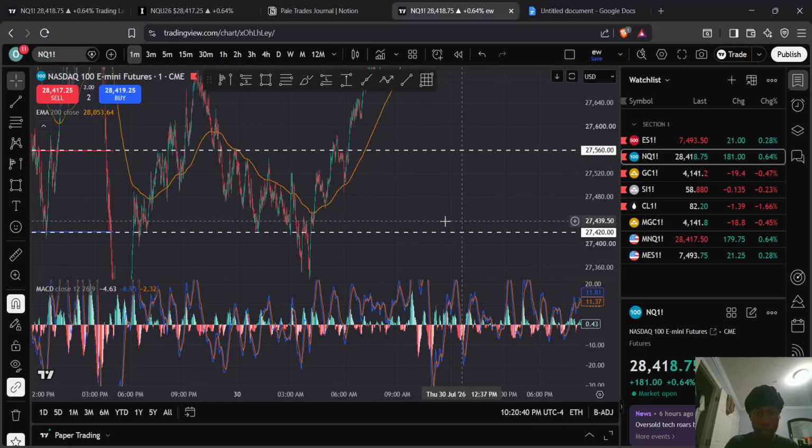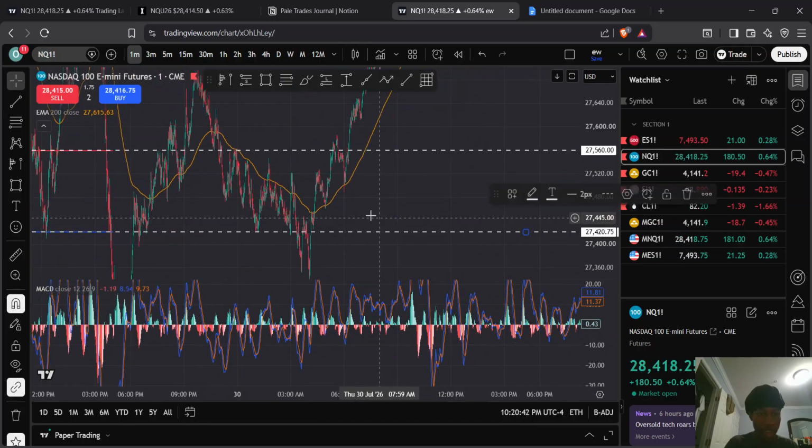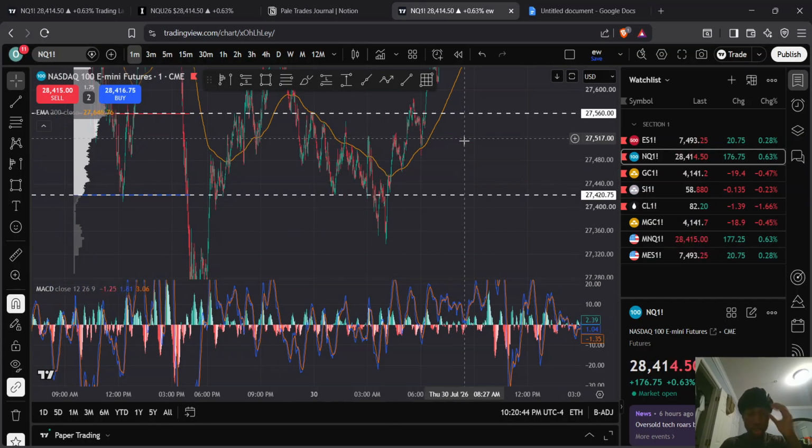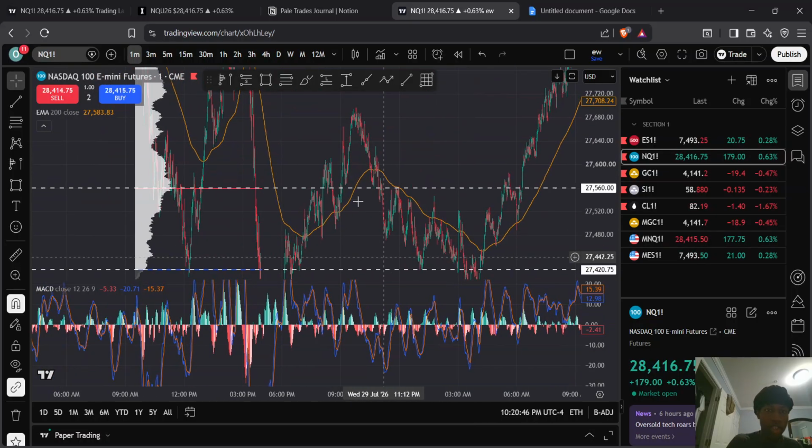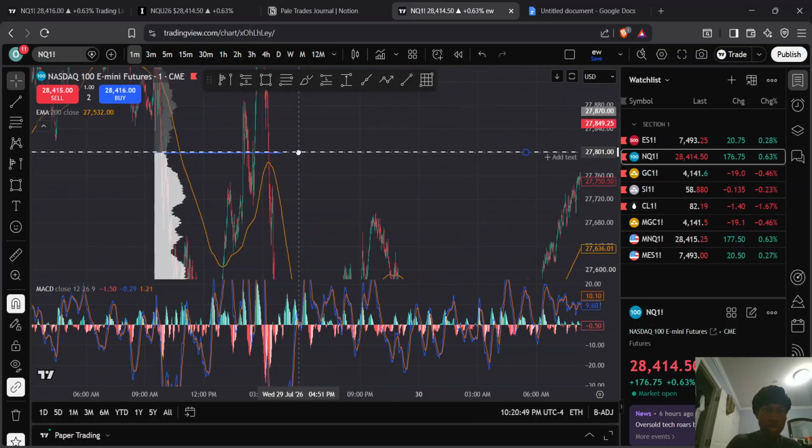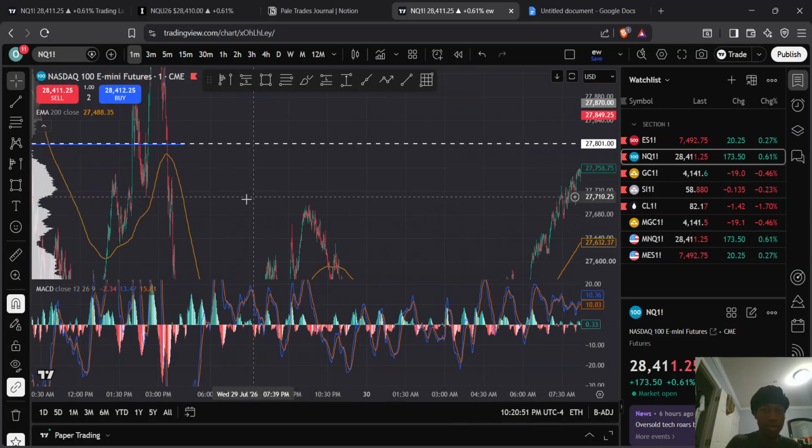So the value area low is like an area of interest if you want to keep longing, and the value area high is an area of interest if you want to keep shorting. What I would say, right?